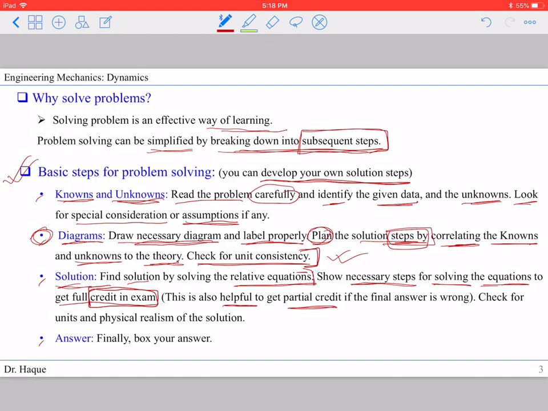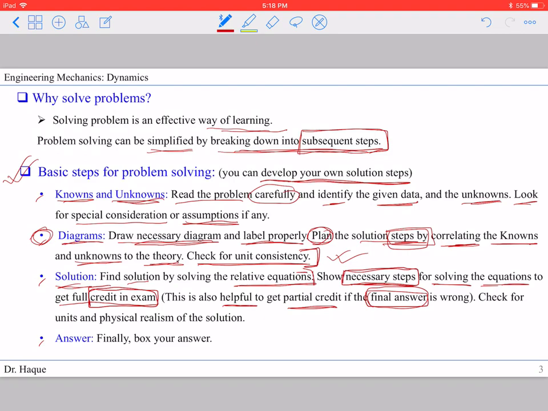For example, if you ran out of time and you do not get the final answer, you can still get some points, partial credit, if you show the necessary steps. Or if your final answer is wrong due to a typo or miscalculation, you can still get some points if you do show the necessary steps and do not skip steps of solving equations.